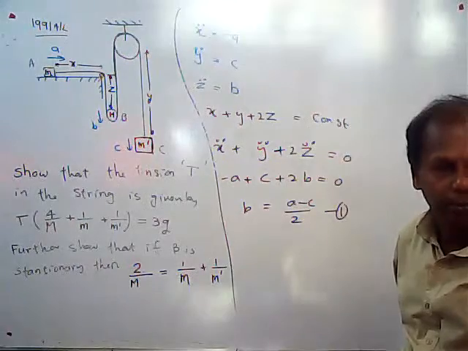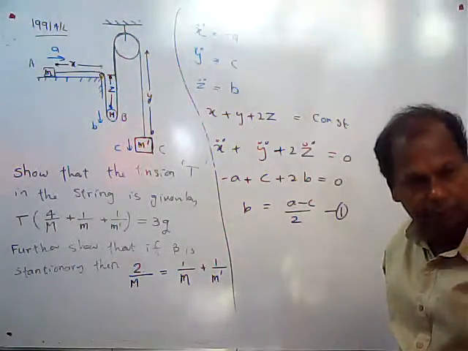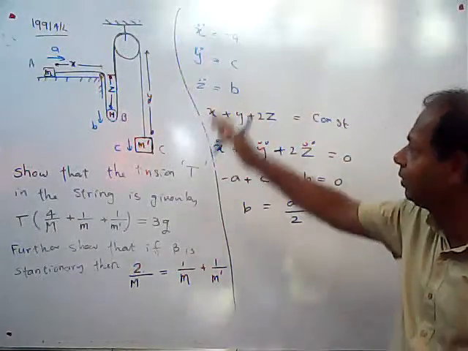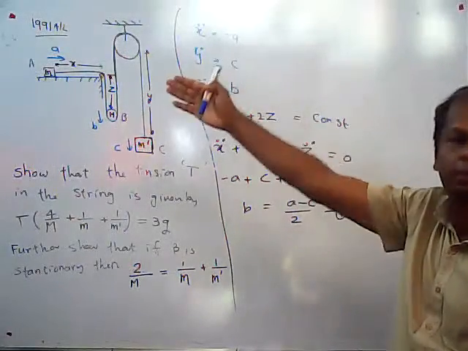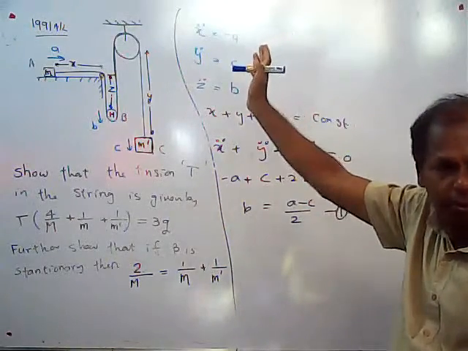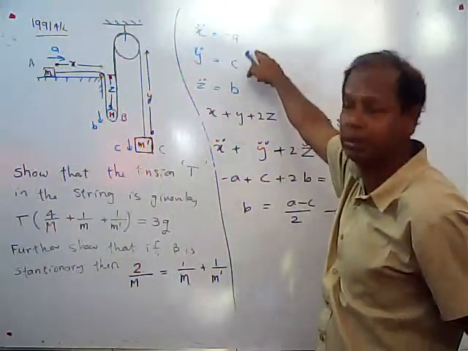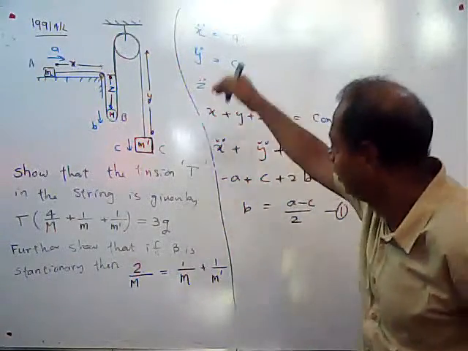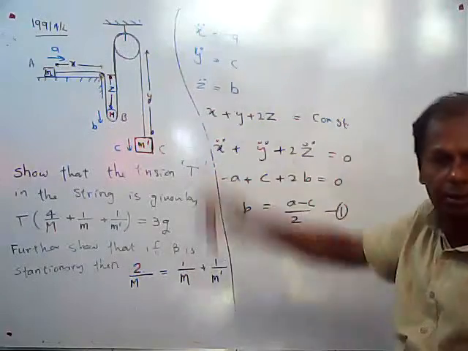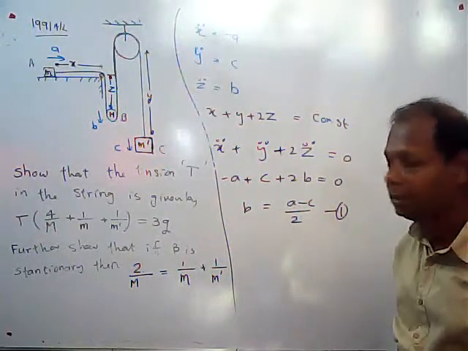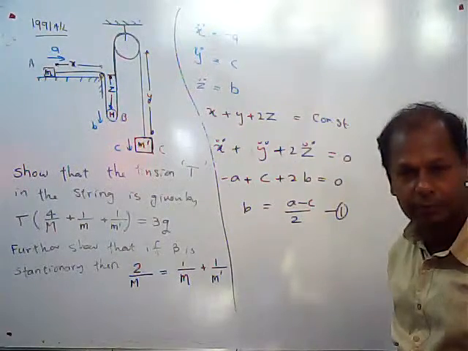We take B and C downwards. We don't know the actual directions. B, C and A, take any other factor. Whether B is downwards or upwards, no problem. But you have to mark accordingly. You can mark B and C like that. You can mark in any of the directions.